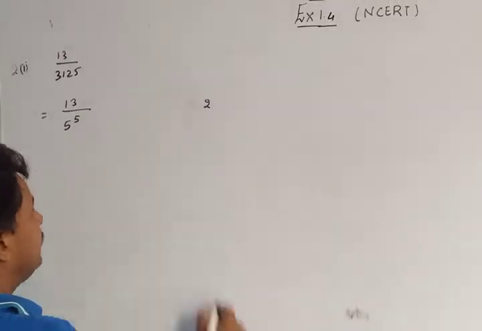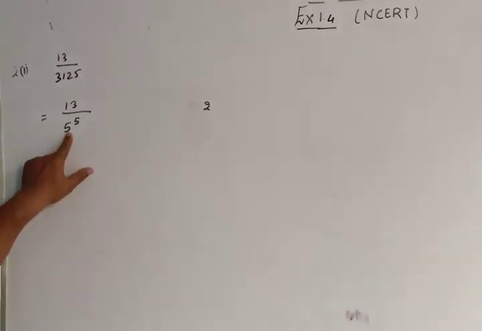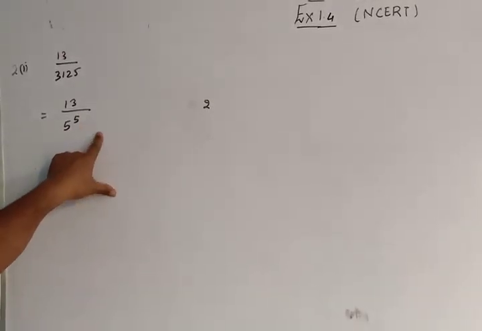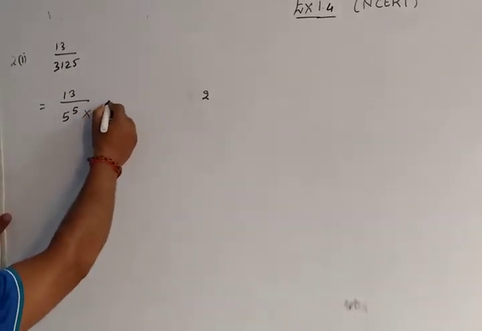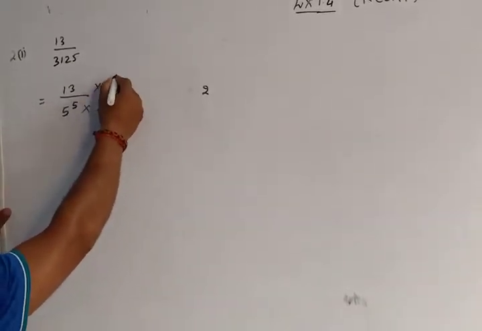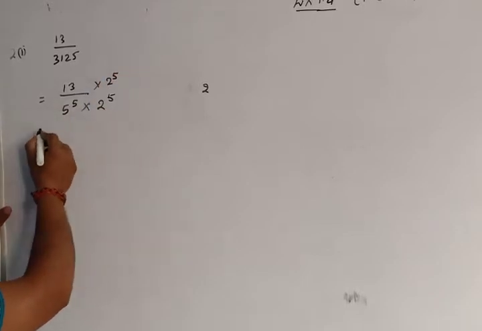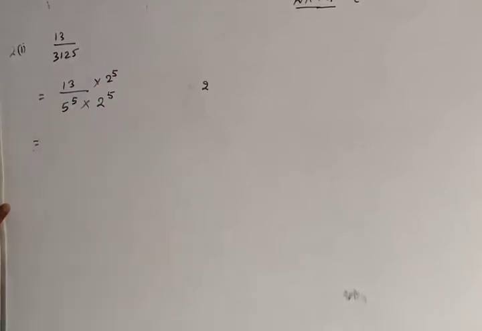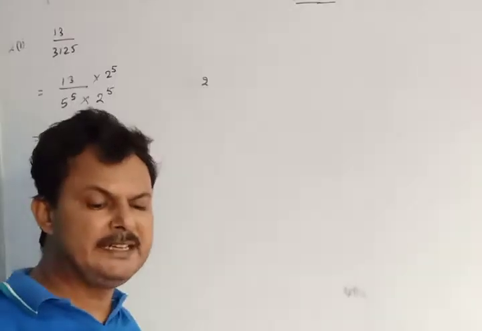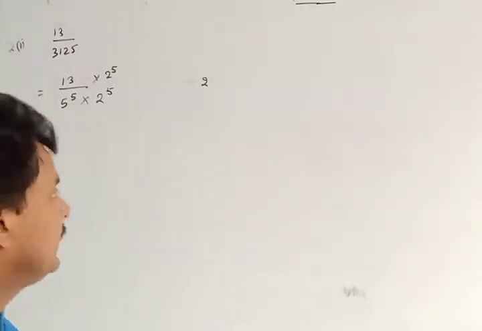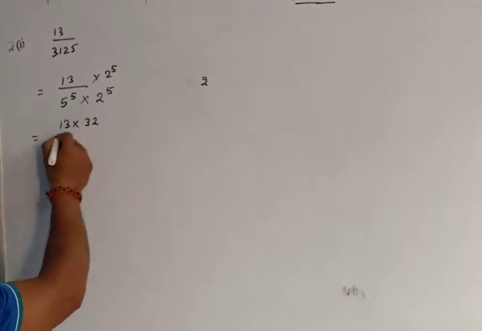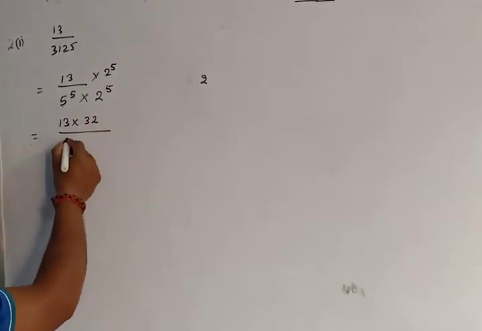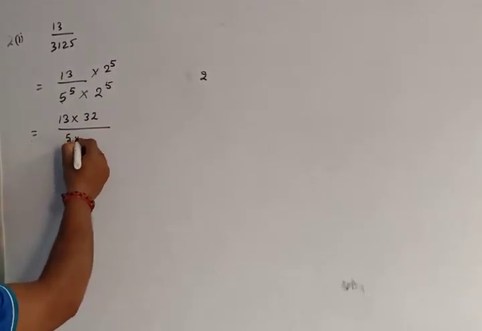To make it a power of 10, it requires 2. If there are 5 fives, you need 2 five times. It means you have to multiply by 2 to the power 5 and divide by 2 to the power 5. In this way, 2, 4, 8, 16, 32. So 13 into 32. The base will be common because the power is the same.